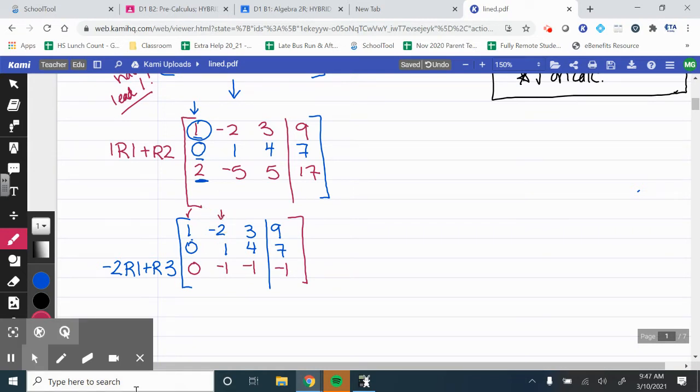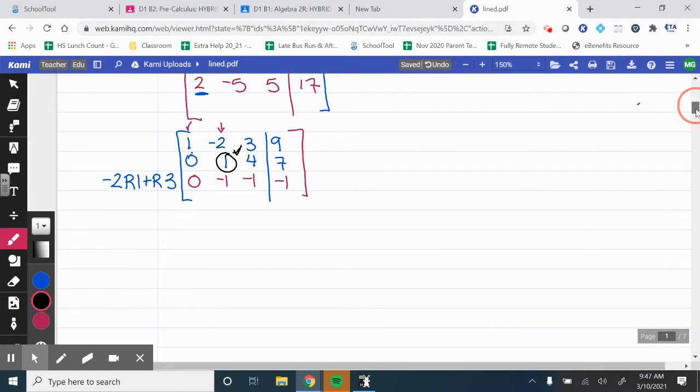So for column 2, we need to get that to have a lead 1. So our lead 1 needs to be that staircase of 1s right here. Well, good news. We already have our lead 1. So that's a check mark. So now I need to get zeros above and below my lead 1. If that had not been a 1, that's when you would multiply by the reciprocal to get that. And we'll look at that in our last row.